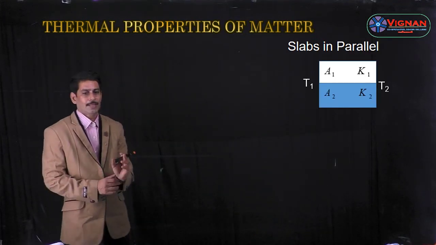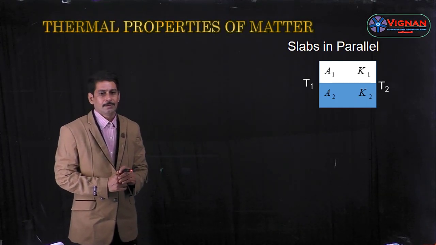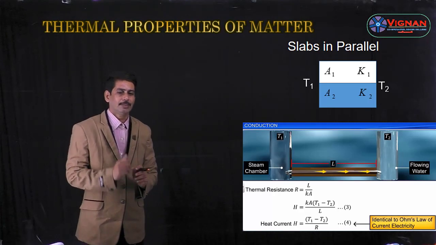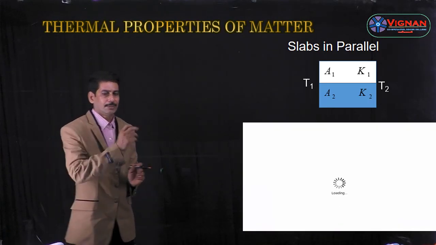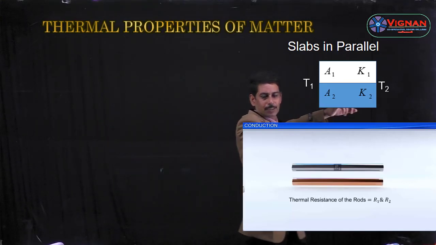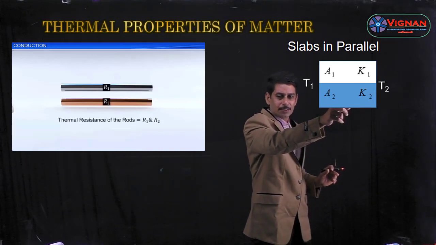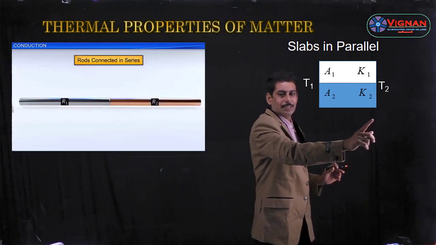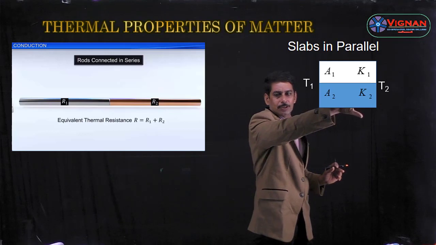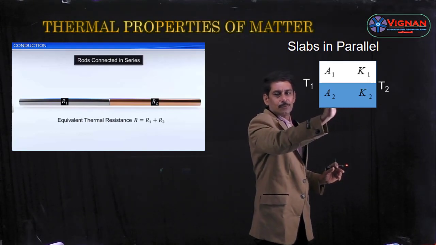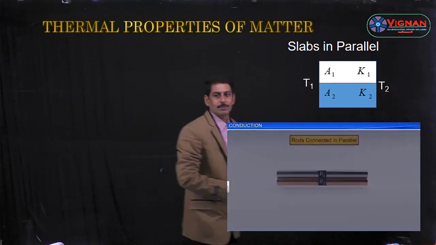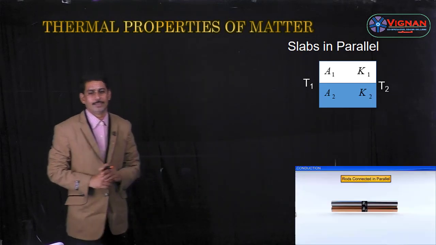Now let us see when the slabs are connected in parallel. What is the amount of heat energy flowing when the slabs are connected in parallel, and what is the effective thermal conductivity? We are considering two slabs. For the first slab, the coefficient of thermal conductivity is K1 and A1 is the area of cross section. For the second slab, K2 is the coefficient of thermal conductivity and A2 is the area of cross section. These two conductors are parallel. At one end, T1 is the temperature, whereas at the other end, T2 is the temperature.